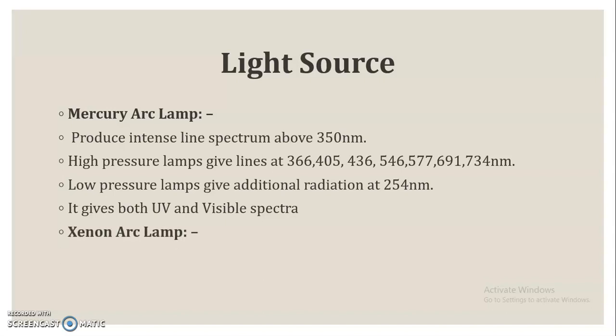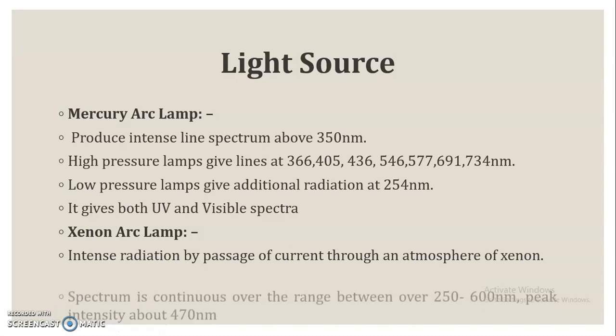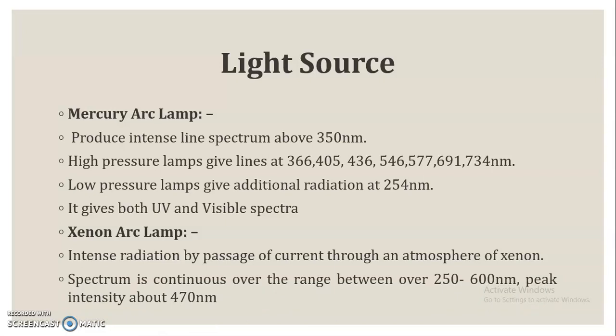After this, another light source that is used in the fluorimeter is the xenon arc lamp. This is more intense as compared to the mercury arc lamp. Intense radiation is produced by passage of current through the atmosphere of xenon, because xenon, an inert gas, is used, and that's why the intensity of this lamp is increased. The spectrum is continuous over the range between 250 to 600 nanometers.